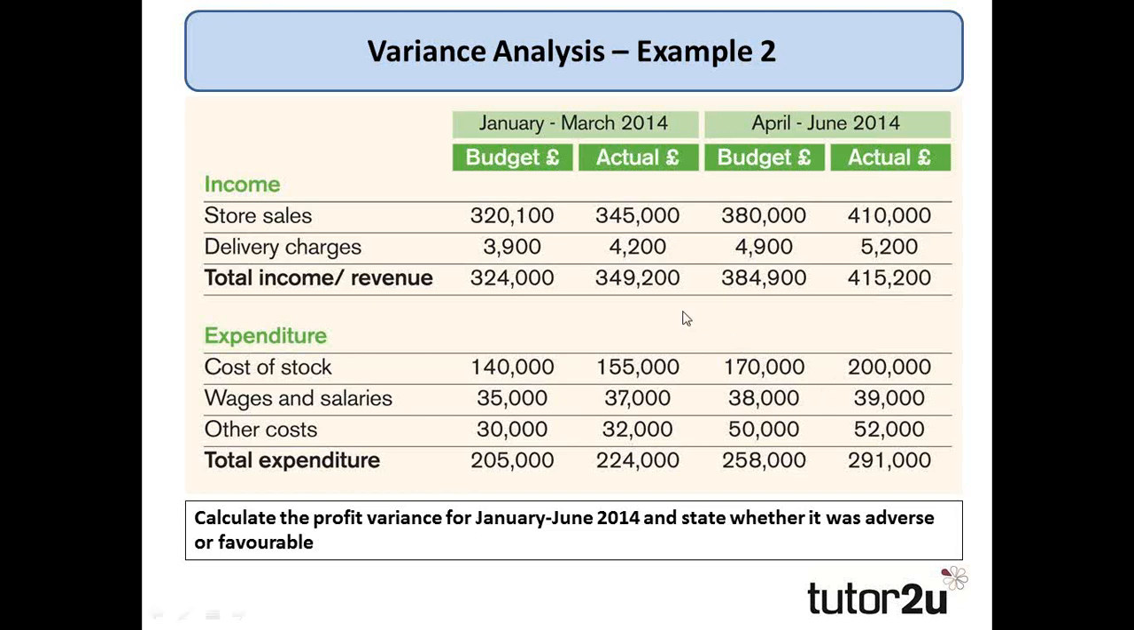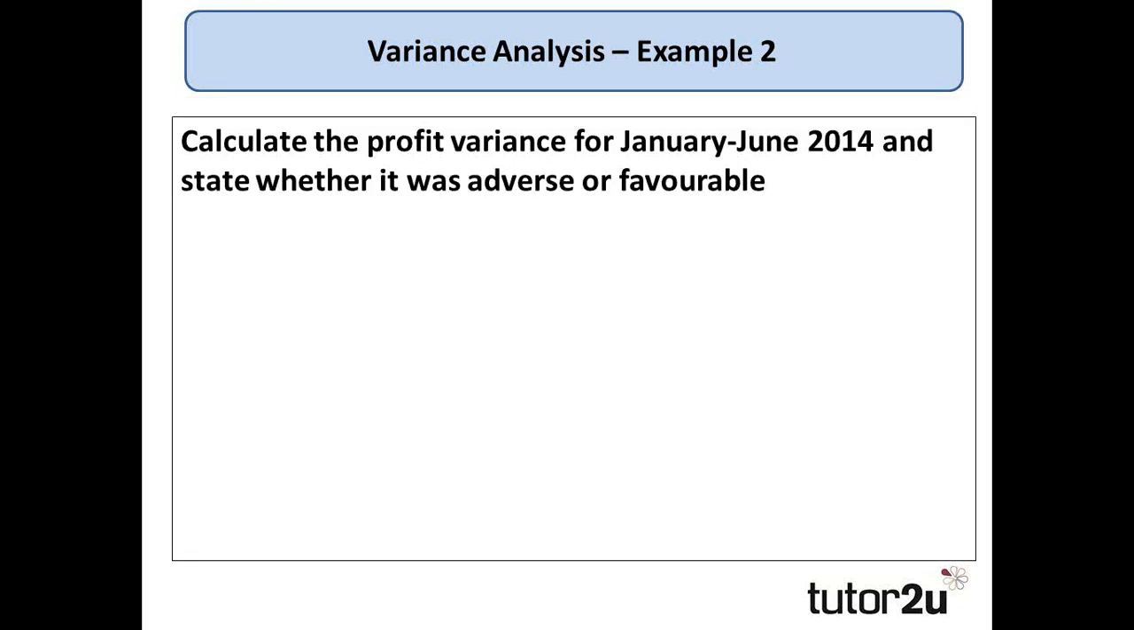Then we need to work out what the actual profit was. Here we've got total income of $349,200. We take off the expenditure of 224,000. That gives us our actual profit for that period. We do the same between April and June 2014. We've got total income of 415,200. We take off the 291,000, which gives us our actual profit for that period. We add those two figures together, which gives us our actual profit between January and June. Once we've got those figures, we can work out what the variance was and then decide whether it was adverse or favourable.